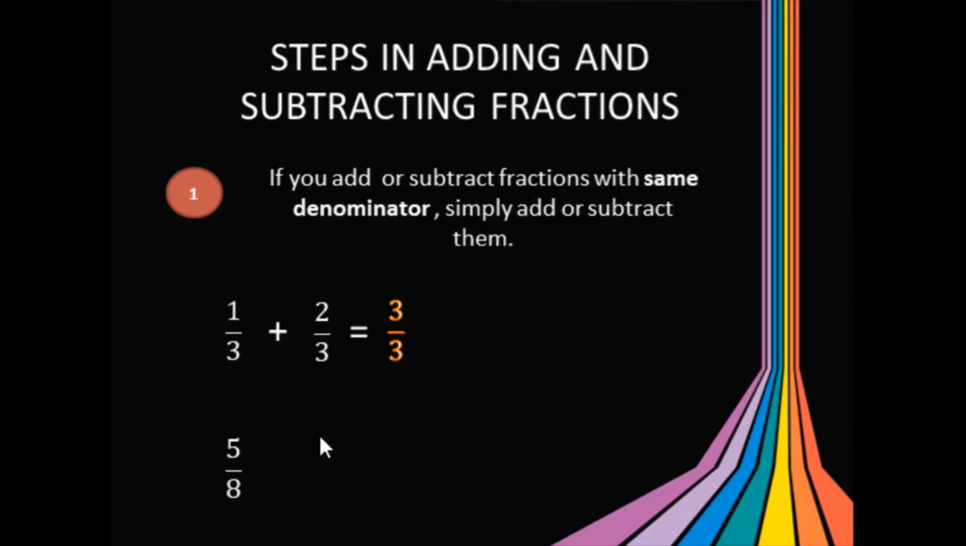Or if it's subtraction, it's the same. 5/8 minus 3/8, they have the same denominator. So subtract 5 minus 3, you get 2/8, or 2 over 8. That is step 1.